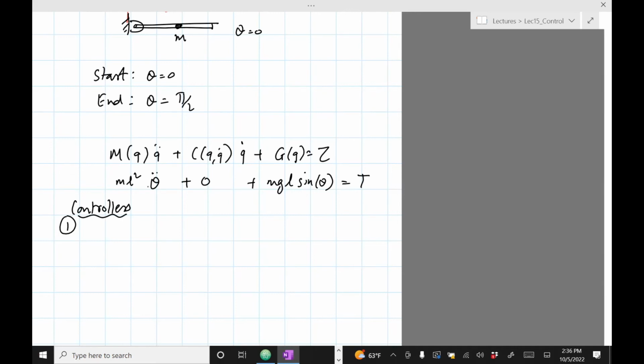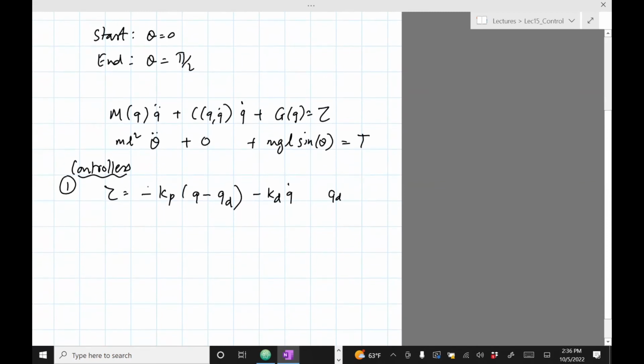You see the difference. One controller is doing feedback control with no linearization and so on. So tau equals Kp (q_T minus q) minus Kd q dot, where q_T is the reference, which is in this case pi divided by 2.